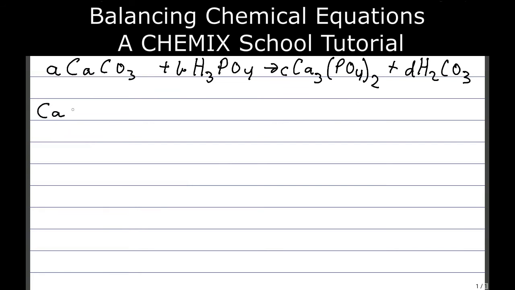This is an example of a reaction that involves a total of 5 elements. These elements are calcium, carbon, oxygen, hydrogen, and phosphorus. Calcium is represented in the first compound by 1 atom and by 3 atoms in the third compound. This translates to the equation, A equals 3C.